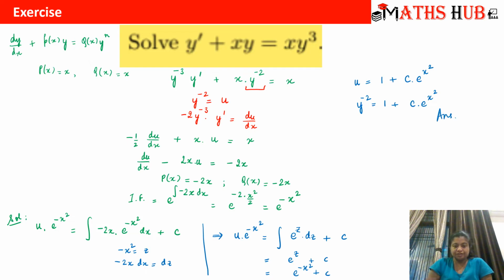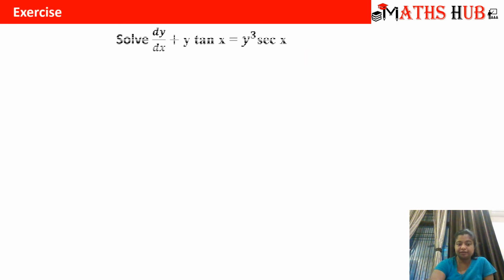So I hope you understood. So there are basically two steps. First of all is converting the equation from Bernoulli's to a Leibniz form, and then how to solve the Leibniz equation, right? Okay, let's try to solve another question.